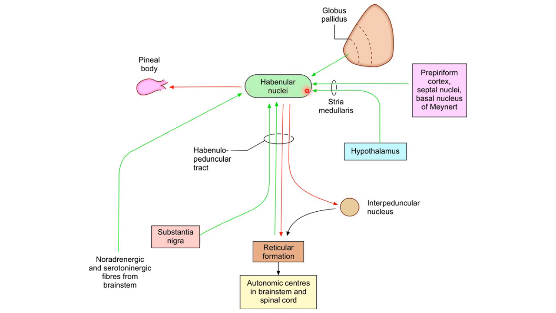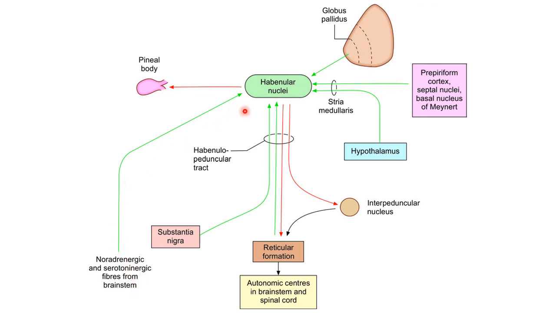Input of habenular nuclei: these green color arrows are showing the inputs. Let us discuss them one by one, clockwise. This is the basal ganglia, from the globus pallidus; it is receiving one input. Another input is received from the prepiriform cortex, septal nuclei, and the basal nucleus of Meynert. It is receiving another input from the hypothalamus, then from the reticular formation, and from the substantia nigra. The last input is noradrenergic and serotonergic fibers from the brainstem. So these are the inputs.